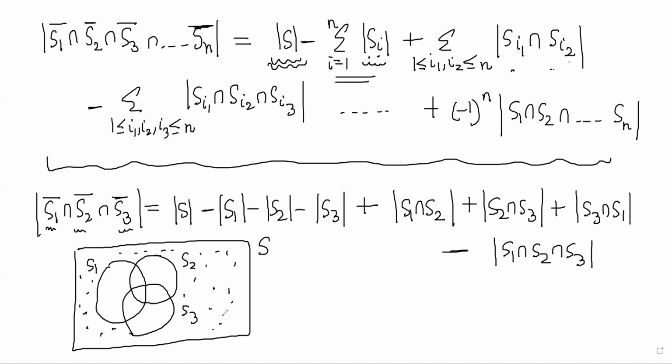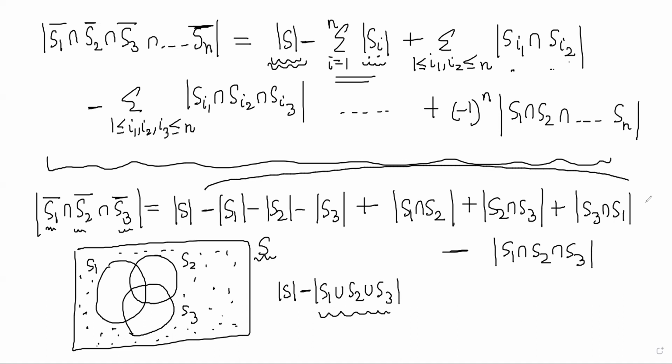So basically, that's the same as counting all the elements in the union of these sets and subtracting it from the total number of elements, right? So you should do mod S minus mod of S1 union S2 union S3. And how do I calculate this union?